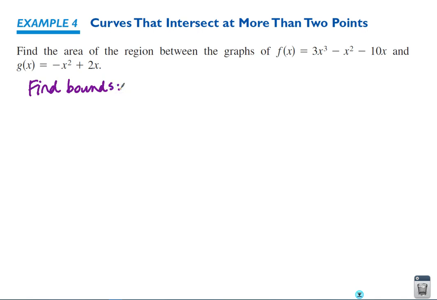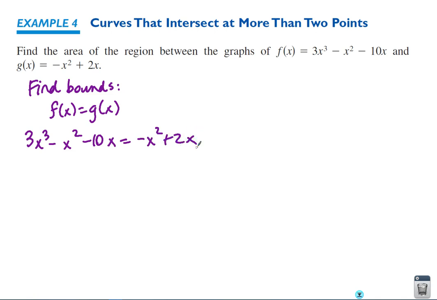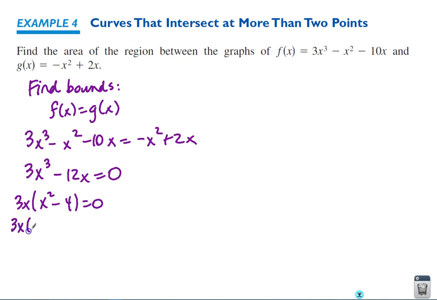You find out where your functions intersect. So where is f of x equal to g of x? Where is 3x cubed minus x squared minus 10x equal to negative x squared plus 2x? I'm going to move everything to one side. Luckily, the negative x squareds cancel out, so I'm left with 3x cubed minus 12x equals 0. I'm going to factor out a 3x, so 3x times x squared minus 4 equals 0. Then I've got 3x times x minus 2 times x plus 2. So this intersects at x equals 0, 2, and negative 2.